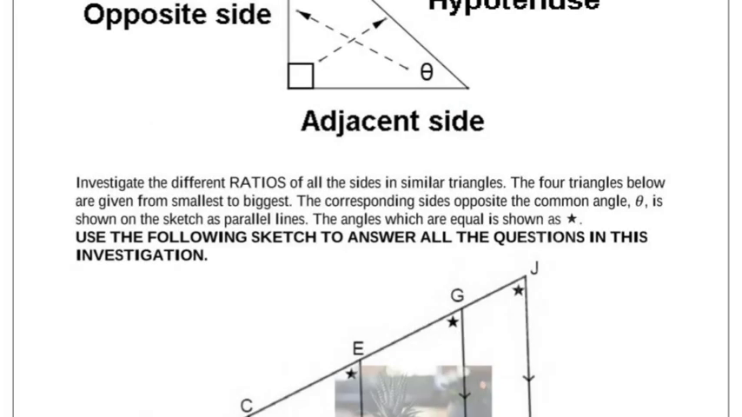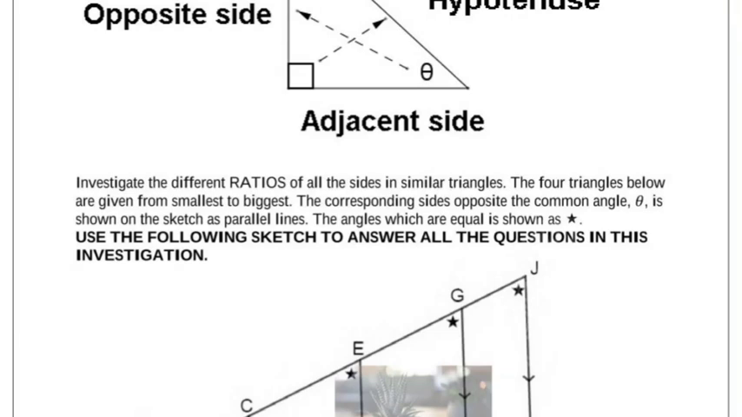So they say investigate the different ratios of all the sides in similar triangles. Similar triangles is something that you are familiar with from last year. We know that when triangles are similar to each other, they are in proportion, meaning that they have all the same angles, but it could either be scaled up or scaled down.